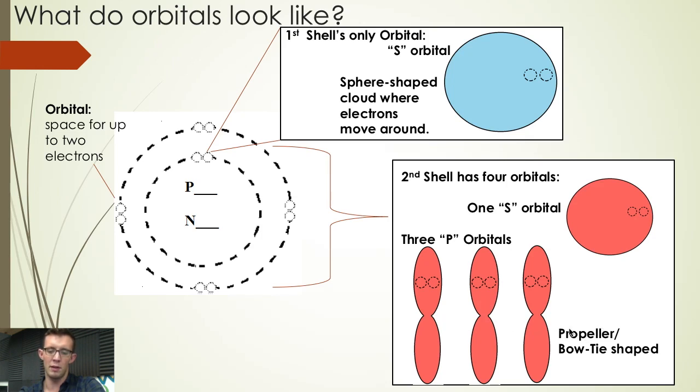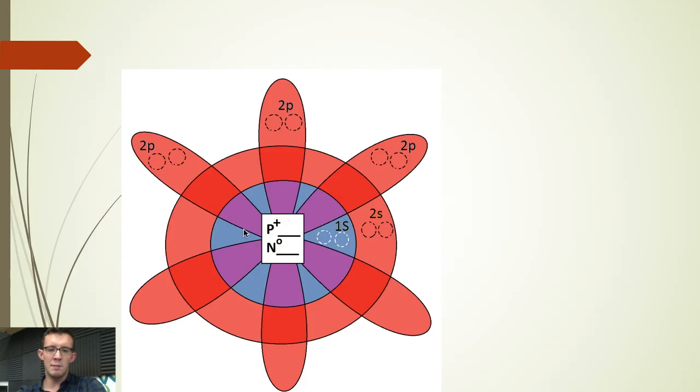to form propeller shapes. So if we wanted to make a more detailed model of our atom and the orbitals that surround it, we'd end up with something more like this, where the first shell's orbital is an s orbital, and the second shell's 4 orbitals are actually one s orbital and 3 different p orbitals.